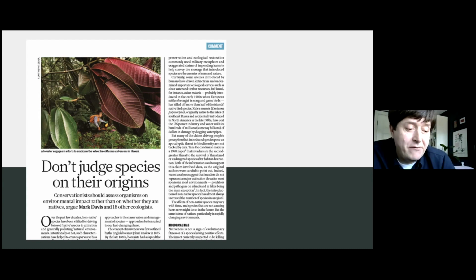And in the article, they really dispute this false claim that, quote, introduced species pose an apocalyptic threat to biodiversity, since the scientific data actually shows that the introduction of non-native species has almost always increased the number of species in the region. So it's a much more complex question around the movement of species and how much it affects biodiversity than the invasion biologists originally stated.